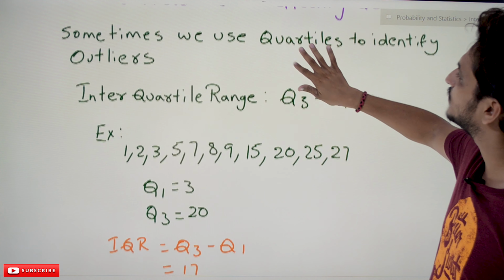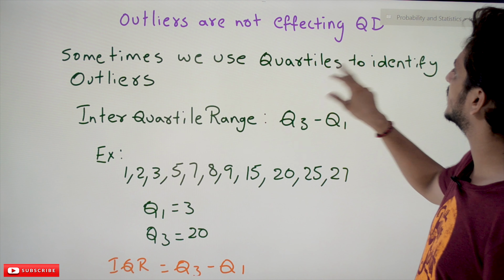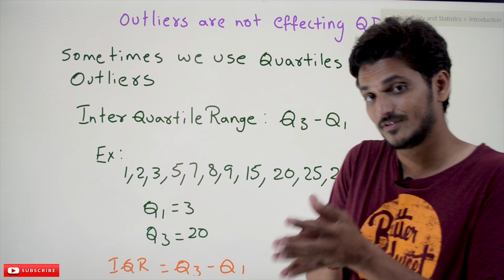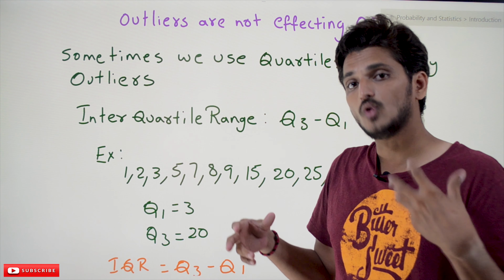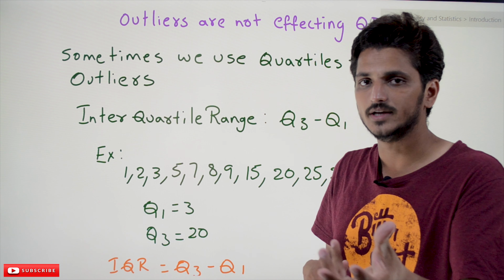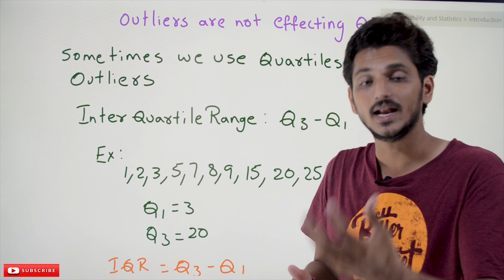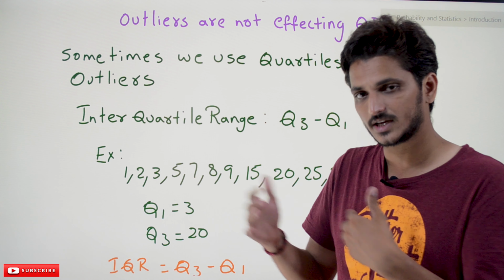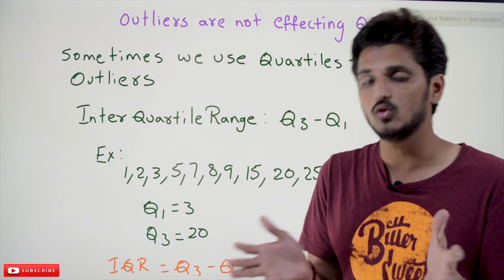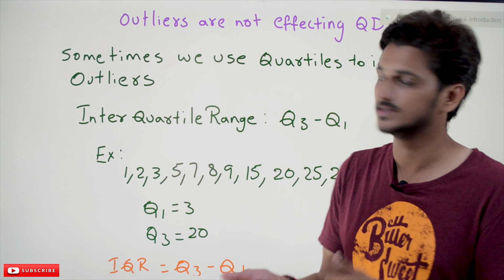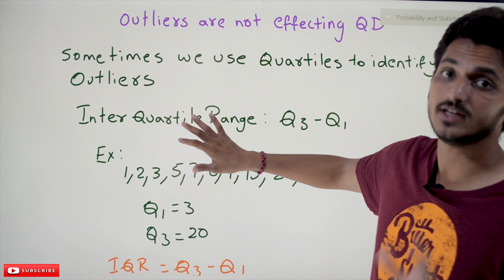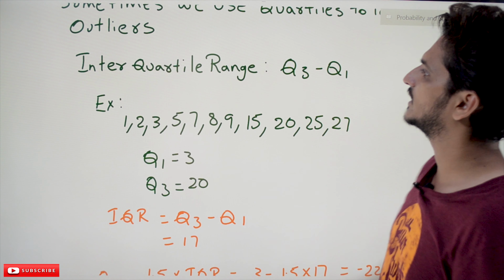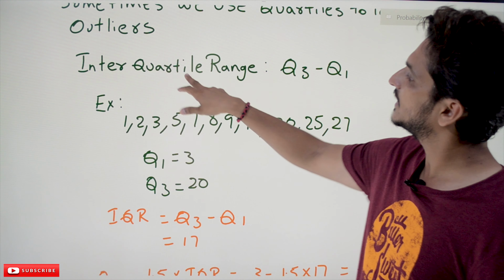Now coming to the next important point, sometimes we use quartiles to identify outliers. If our data has outlying data points, how do we identify them? This is helpful in many data analytic techniques. Before your data is ready for analysis, you have to eliminate the outlying points. How do we identify the outlying points? This is one of the ways, not the only way. We'll go with an example. So we will identify the interquartile range.